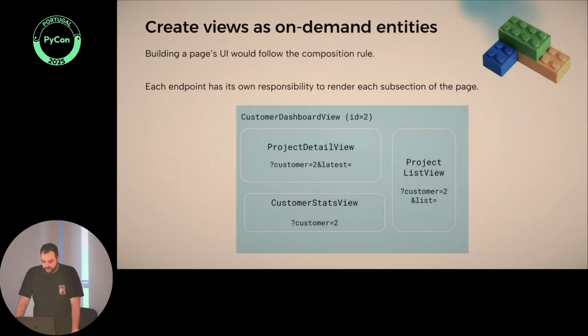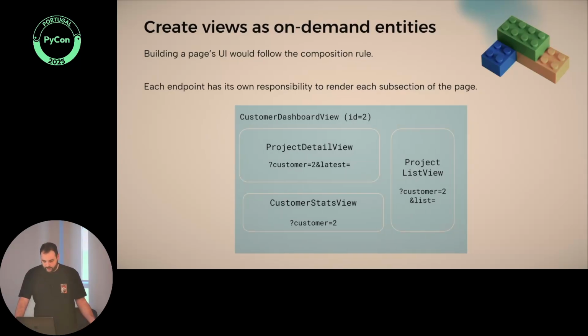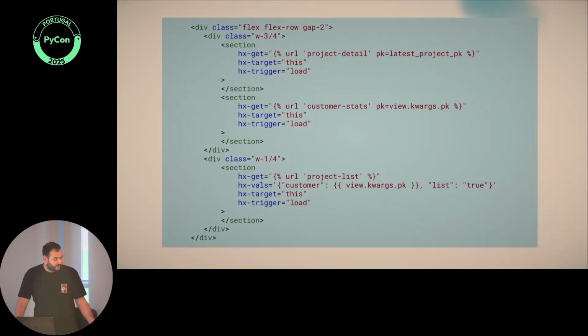If you have more complex UIs, you can separate your UI into different views and load them independently. Here's an example of a dashboard where you have a project detail, customer stats, and a project list. All of these are just separate endpoints. Each one has its own business logic, its own responsibility, so they all work independently and internally they should not break. This is how the dashboard would look. So you're basically just loading parts of the UI into the main template.